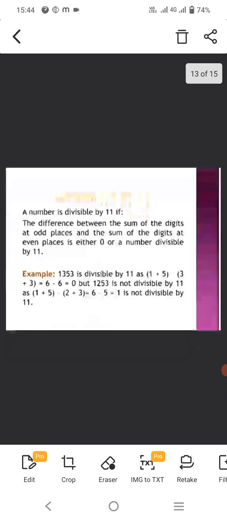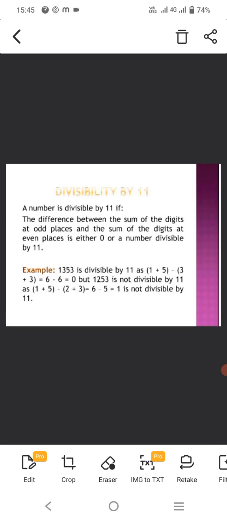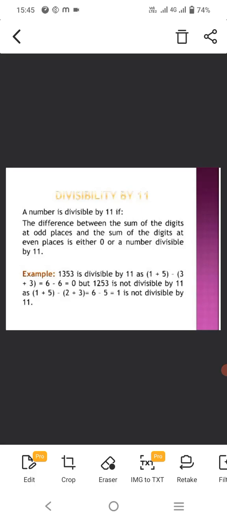Next, divisibility by 11. If the difference between the sum of the digits at odd places and the sum of the digits at even places is either 0 or a multiple of 11, then the number is divisible by 11. For example, 1353 is divisible by 11. 1 plus 5 minus 3 plus 3, which is equal to 6 minus 6, which is equal to 0. So this number is divisible by 11.